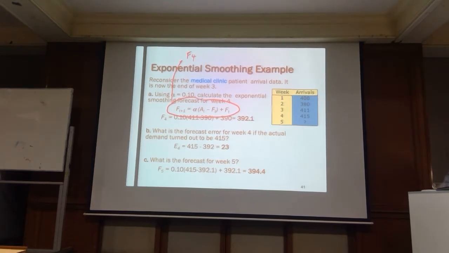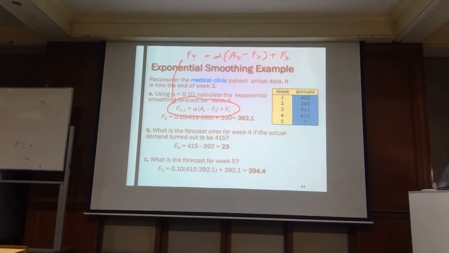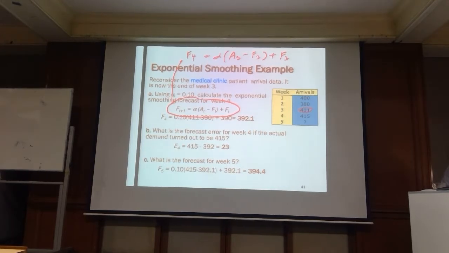F4 equal to alpha multiplied by (A3 minus F3) plus F3, right? The problem is that A3, we know, is 411. A3 is the actual value on week 3, the third week. But F3 is what? Why in this case is F3 using 390, what do you think?